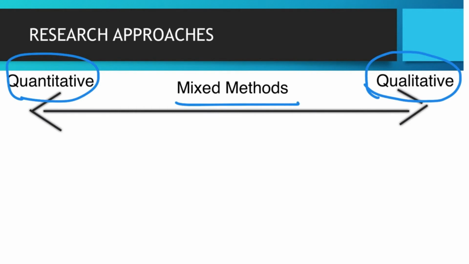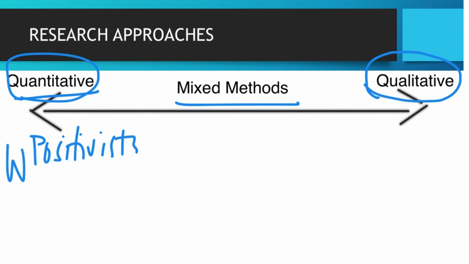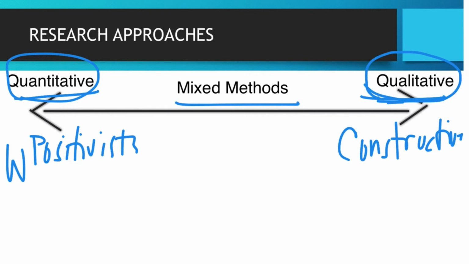To differentiate the 3 approaches in terms of worldview, those who do quantitative approach are those who are positivists, while those who do qualitative approach tend to be those who are constructivists. Those who do mixed methods approach are those who are considered to be pragmatists.